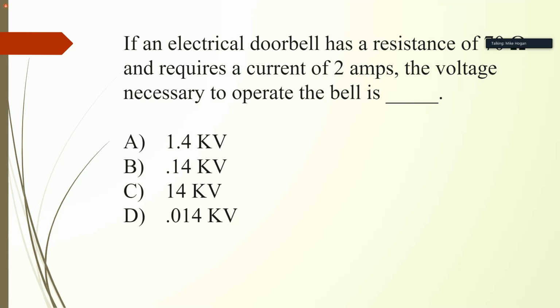Yes, so the voltage is equal to current times resistance. We're given our current of 2 amps and our resistance of 70. The question is, once we do the math, how do we convert it to the answer below? The Ohm's law portion, 2 times 70, gives us 140 volts, but all the answers are given to us in kilovolts. So what do you think?